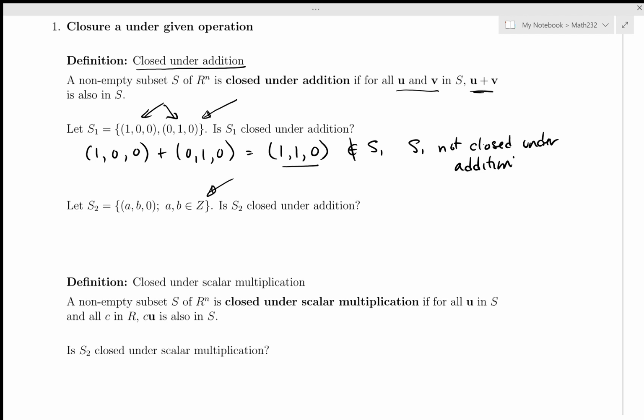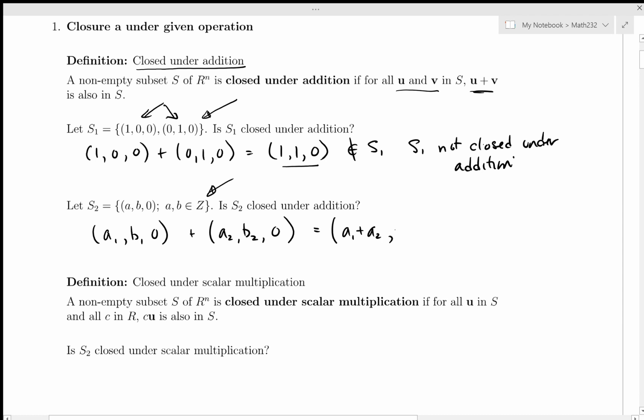So let me take any two vectors in S2, add them together, and see if I get something that is still in S2. I'll take a vector in S2, (A1, B1, 0). Of course, A1 and B1 are integers. And then let me take some other vector, (A2, B2, 0), and add them together. I'm going to get the vector with first entry A1 plus A2, second entry B1 plus B2, and third entry 0.